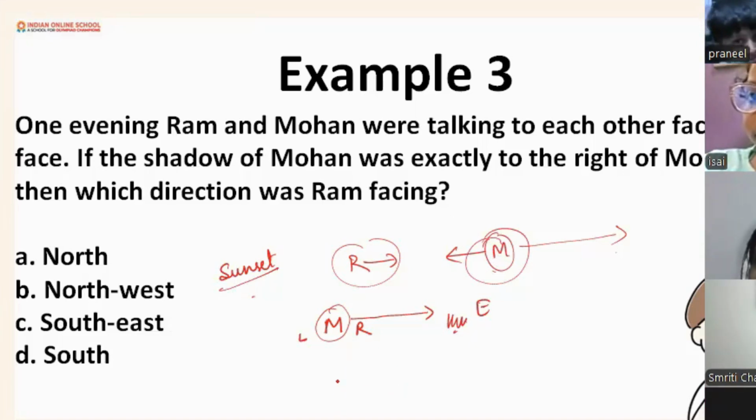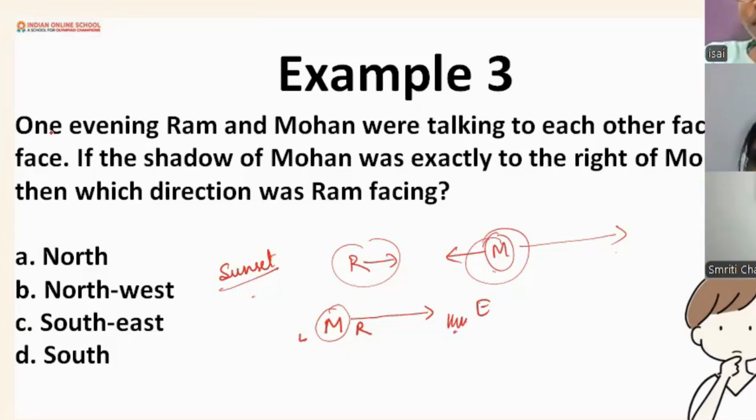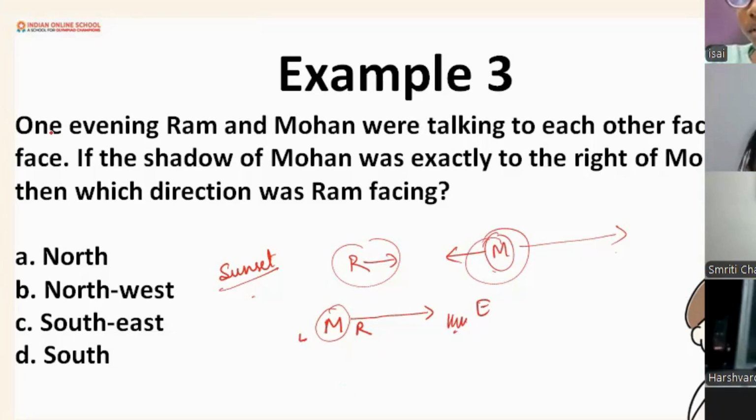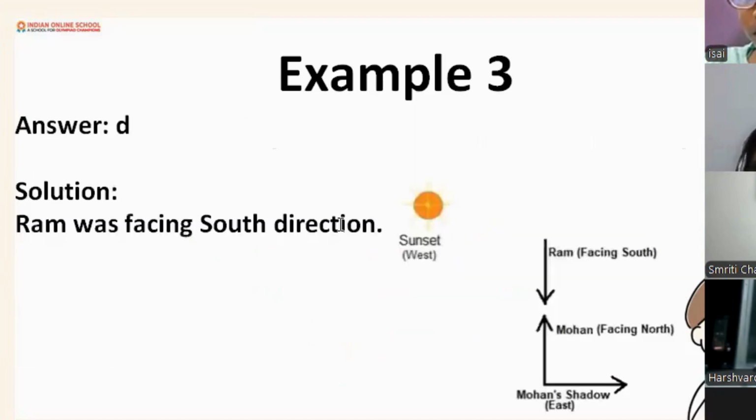South. Smriti ma'am, Harshvardhan and Pranil have some doubts. They have raised their hand for long. Yes, Pranil. Ma'am, I don't understand, because on the next page it's showing that south is up. Then how is it that... No, it's not that south is up.